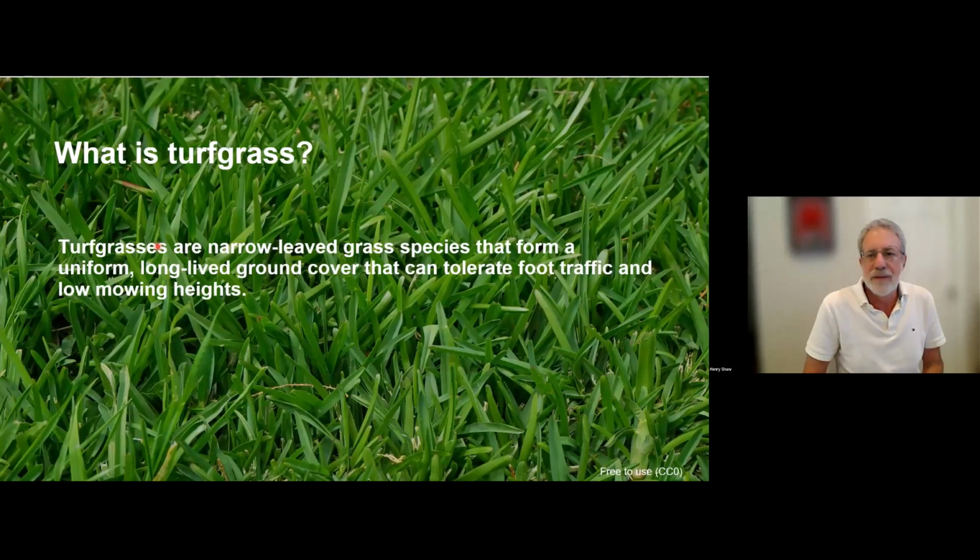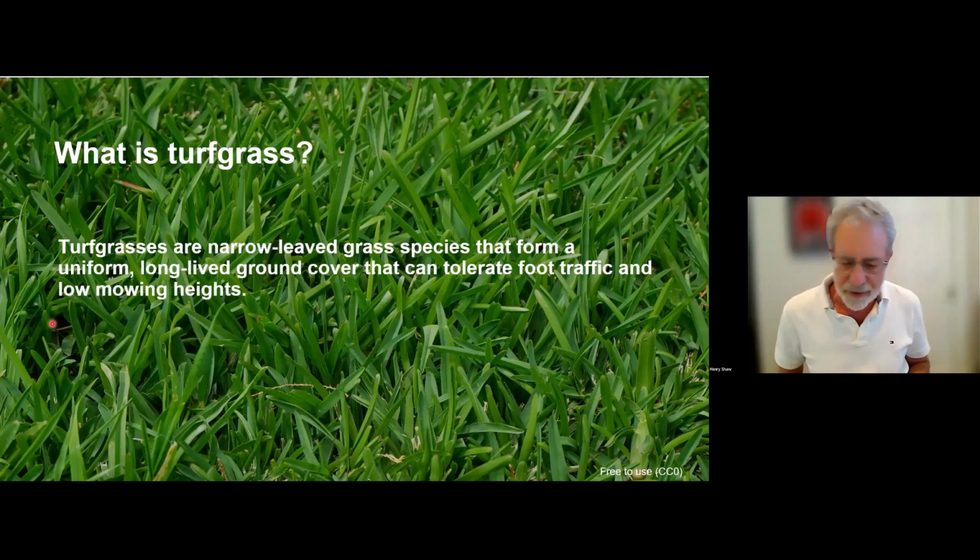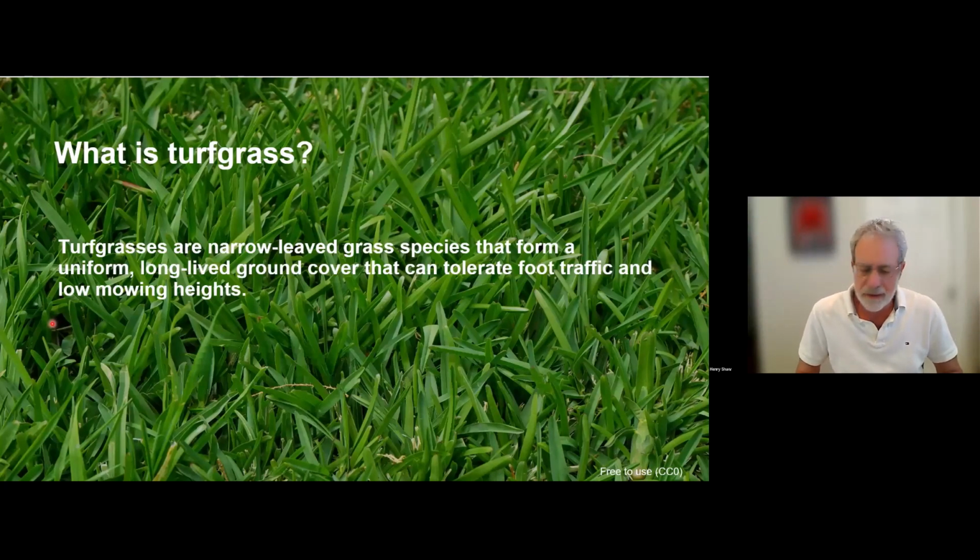So what is turfgrass? If you look up a definition for turfgrass, turfgrasses are narrow-leaved grass species that form a uniform, long-lived ground cover that can tolerate foot traffic and low mowing heights. What do we think about when we think of a lawn? It's something you can walk on in your bare feet. It's green all year. We cut it to heights that don't come up above your ankles. It's not up to your knees. It's not mounding. It's pretty flat.